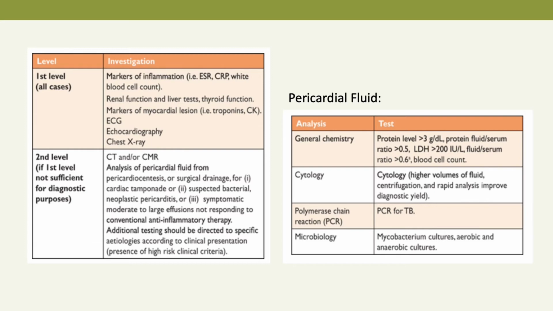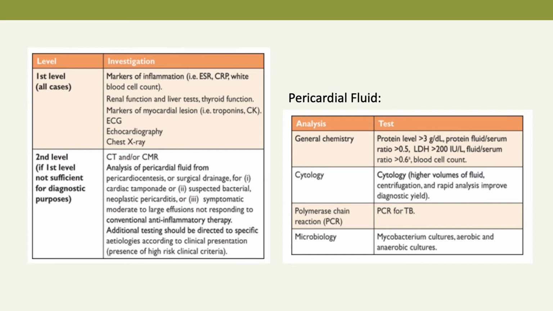So I've already just outlined the primary investigations that you should do in the evaluation of pericarditis. You can also, of course, do renal function, liver tests and thyroid function tests. But the second level is, of course, to evaluate the pericardium anatomically by doing a CT and or a cardiac MR. And, of course, if possible, perform analysis of pericardial fluid from either a pericardiocentesis or surgical drainage, and also consider additional testing for specific etiologies, which we'll discuss in a little bit more detail later on.